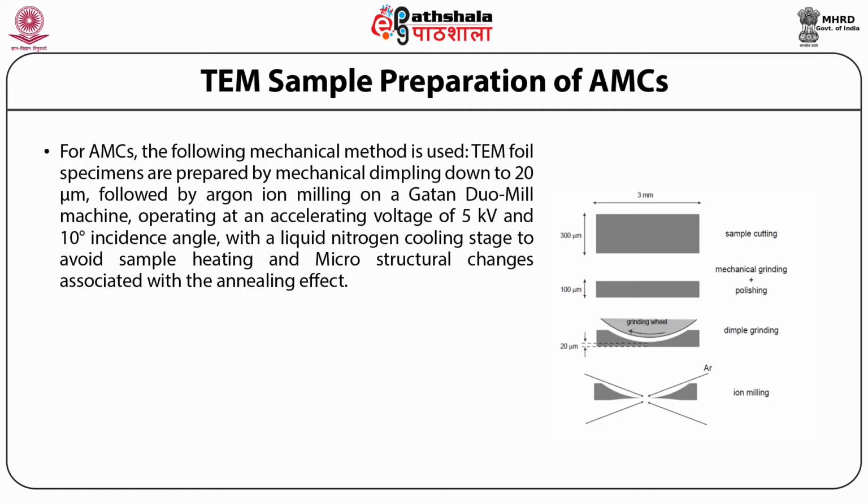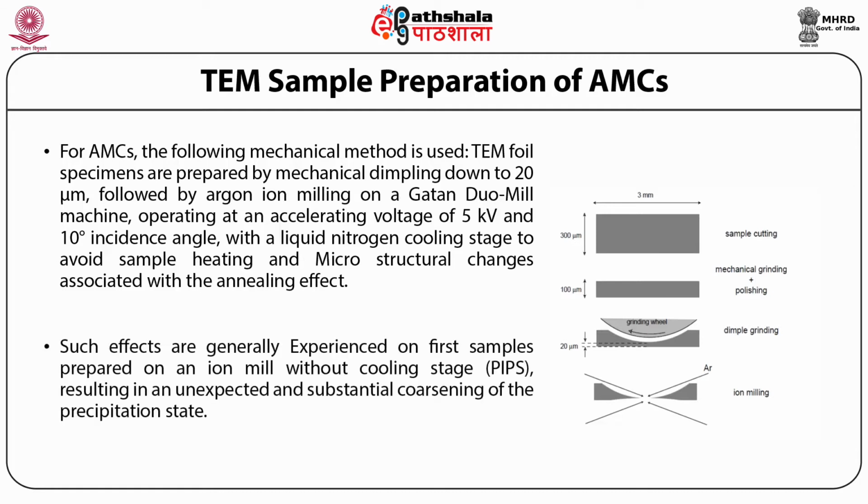TEM foil specimens are prepared by mechanical dimpling down to 20 micrometer, followed by argon ion milling on a Gatan Duo Mill machine operating at an accelerating voltage of 5 kV and 10 degree incidence angle with a liquid nitrogen cooling stage to avoid sample heating and microstructural changes associated with the annealing effect.